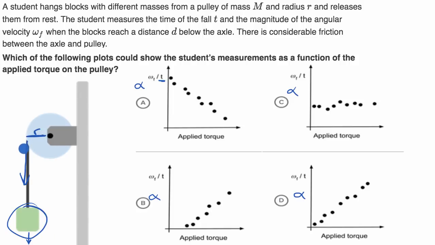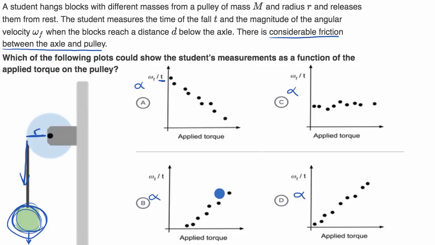So what do we think would happen? Well, if you have small masses here, it would create a small torque. But if you have considerable friction, which they talk about right over here, between the axle and pulley, then for small masses the torque will likely not be strong enough to overcome the friction. And in that situation, you would not have any angular acceleration. Everything would just stay still. But then at some point, once your mass gets large enough, your torque will be large enough to overcome the friction between the axle and the pulley.